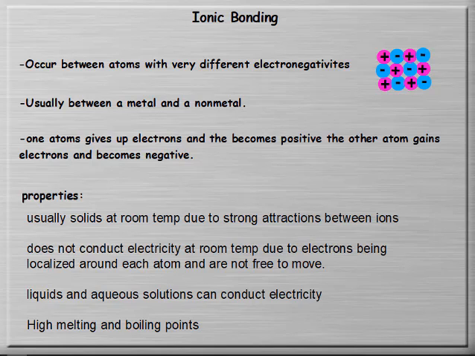Substances that undergo ionic bonding are usually solids at room temperature because they have very strong attractions between the ions. They do not conduct electricity at room temp as solids because the electrons are localized around each atom and they're not free to move. So it does not conduct as a solid. Liquids and aqueous solutions can conduct electricity because their ions are free to move at that point to transfer that charge. And they have high melting and high boiling points generally.